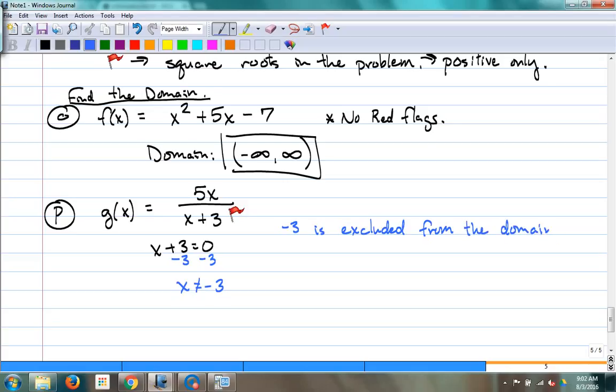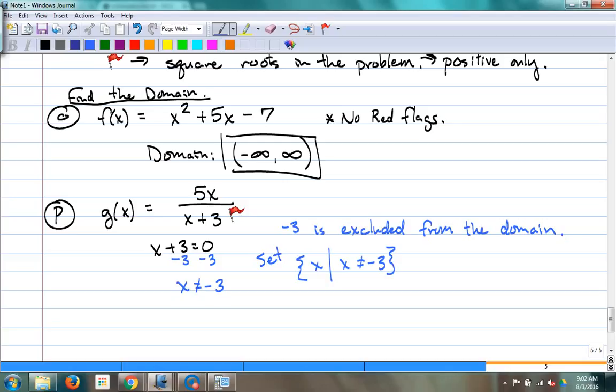So I'm writing out what I'm thinking for the domain. Here's how we write our answer. We're going to use the form that you're probably familiar with first. This is set notation, or set builder, is what it used to be called. And it's x, straight up and down bar, x does not equal negative 3. Anybody seen that before?